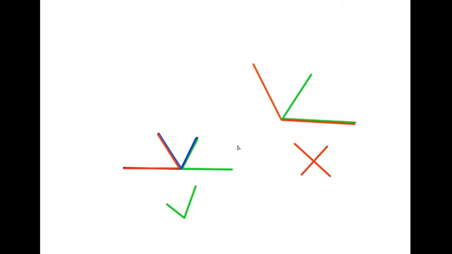We'll be looking at some angle relationships. The first one I want to start out with is adjacent angles. Here I have two examples of an adjacent angle and one that is not an adjacent angle.